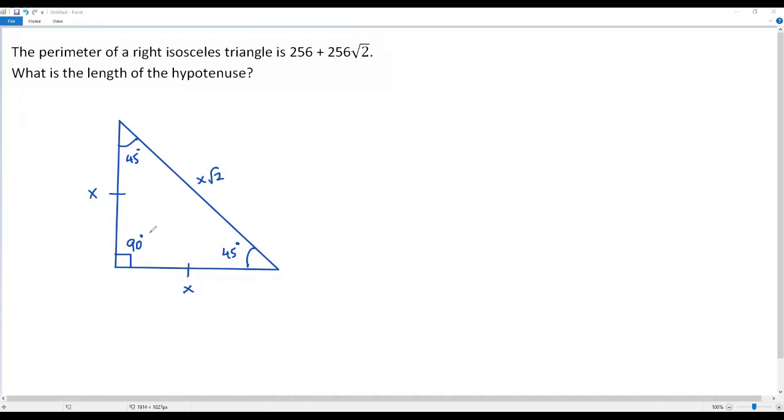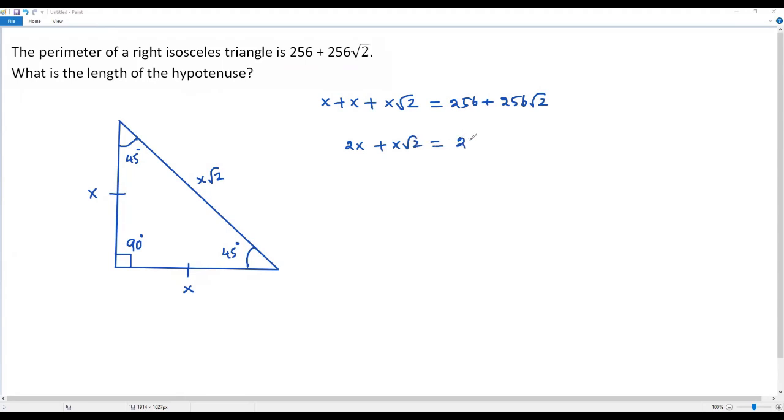Now to get the perimeter of this triangle, we have to add the lengths of all three sides. That is x + x + x√2. So this expression represents the perimeter of the triangle. Already we have the perimeter, that is 256 + 256√2. Now we have to solve for x√2 in this equation because x√2 gives the length of the hypotenuse. Okay, now when I combine this x and x, I'm getting 2x. We have x√2.